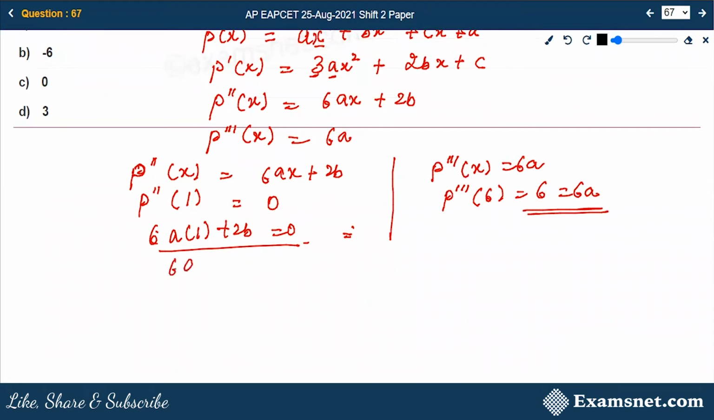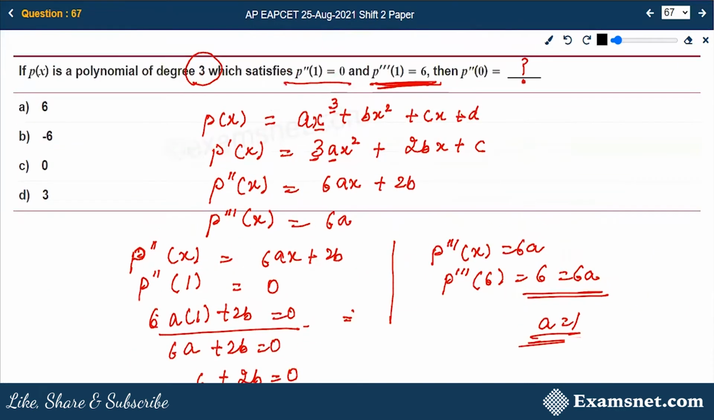So over here, I'll fill this value: 6 plus 2b is equal to 0, which gives you b equal to minus 3. And over here, a was equal to 1. Got the two values? b is equal to minus 3, a is equal to 1. Now let's see what you have to find out: the second derivative at x equal to 0. The second derivative is 6ax plus 2b.